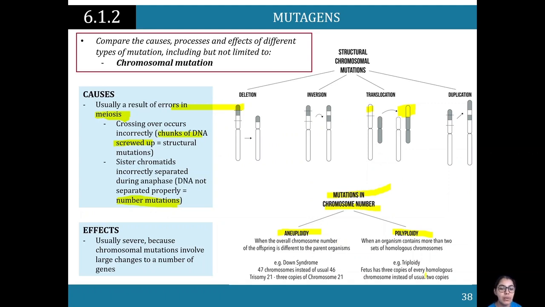In terms of polyploidy, what happens is that an organism contains more than 2 sets of homologous chromosomes, so instead of having 2 chromosomes, they could have, for example, 3 copies of every homologous chromosome instead of the 2. An example of that is triploidy, the condition. An example of aneuploidy is Down syndrome.